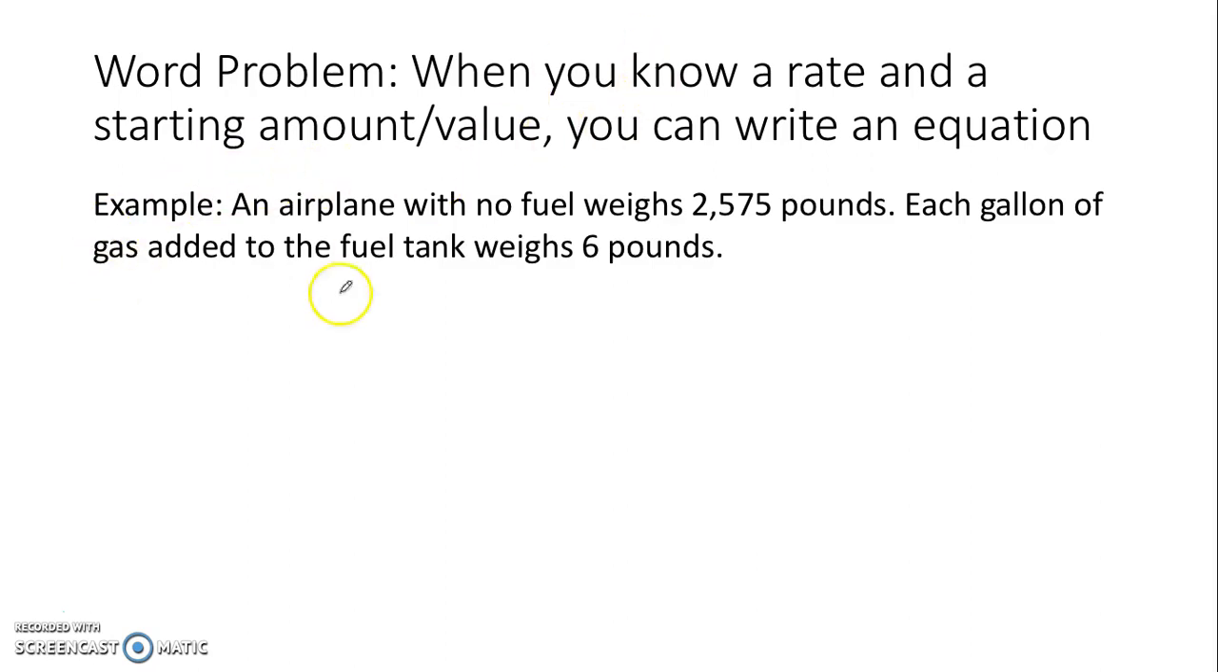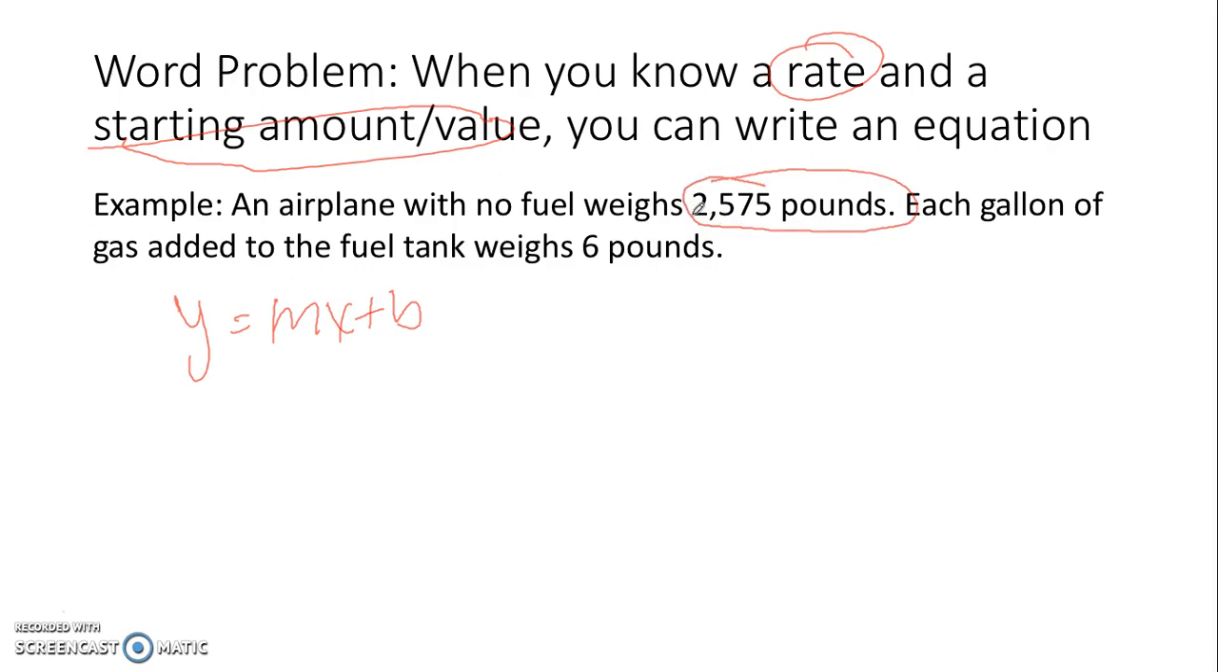All right, so remember that we want to put it in the form y equals mx plus b. Let's take a look at the rate, and then we want to know the starting amount. So b, or the y-intercept, is the same thing as saying the starting amount. An airplane with no fuel weighs 2,575 pounds. All right, there's our starting amount. And our rate is each gallon of gas added weighs 6 pounds. So each gallon weighs 6 pounds. So with that information, we know that y is equal to 6x plus, because it's a positive, 2,575 pounds. Okay, so that's our equation from this word problem.